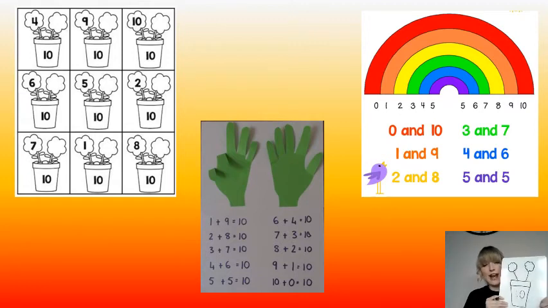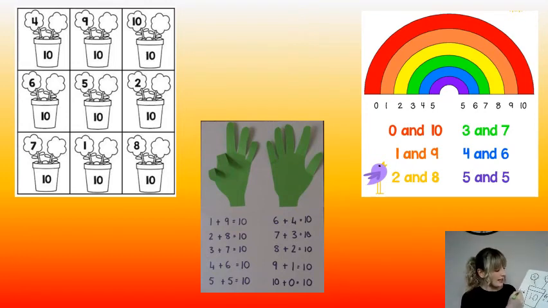So here I've got my flowers. I'm going to choose the one we've just done and do 6 and 4. And next to my flower pot, I'm going to write there as a number sentence. I'm going to do 6 add 4 equals 10. And then the other side, I'm going to do 4 add 6 equals 10. 10 subtract 4. So if I took away the 4, how many would I have left? It would be 6.